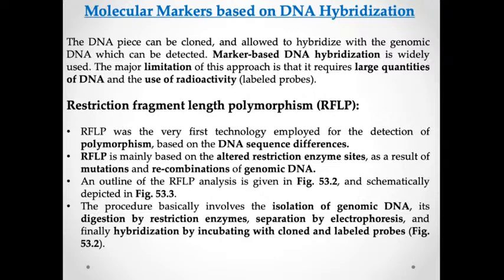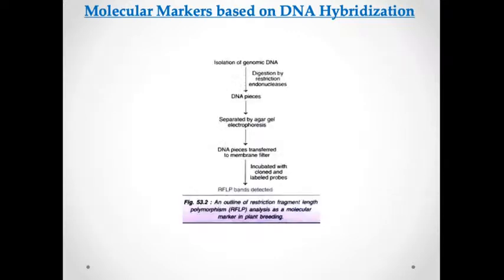This also includes the same principle that we discussed at the start of this lecture: isolation of genomic DNA, digestion with restriction enzymes, separation by electrophoresis, and finally hybridization by incubating with cloned and labeled probes. That's an outline of RFLP. You isolate genomic DNA, then digest it with restriction endonucleases. Then the various small DNA pieces are separated by agarose gel electrophoresis and transferred to a membrane filter, which we can incubate with the cloned and labeled probes.